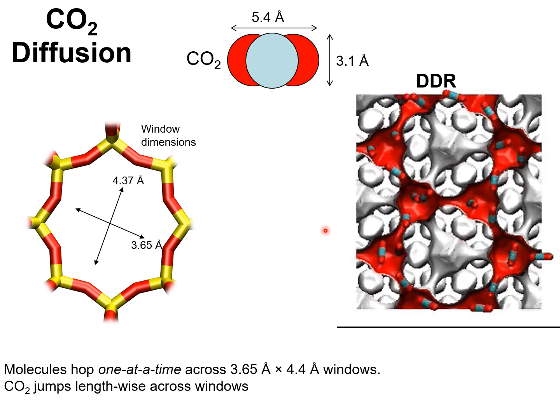So we will see animations of the intercage hopping of CO2 in DDR. And before we do that, let me say that we are going to track the trajectory of one of these CO2 molecules as it hops or attempts to hop from cage to cage. Let's start the animation.